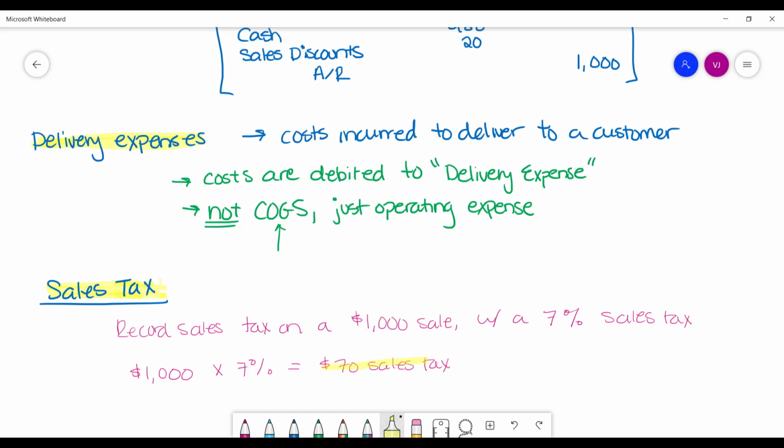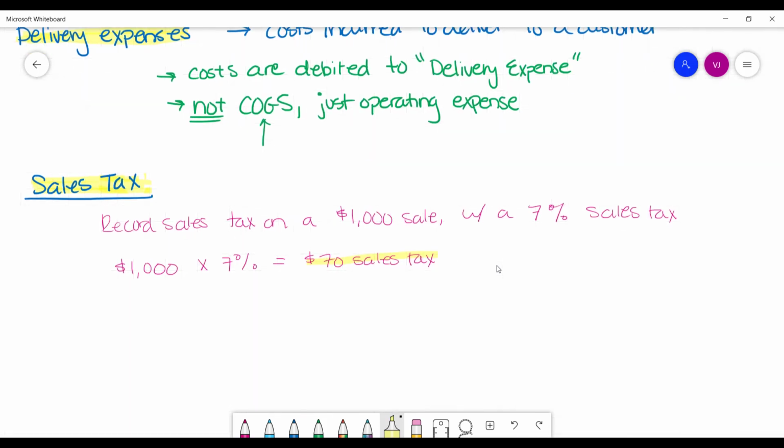Do you get to keep the $70? No. You're just going to take that from the customer and then pay that to the government on behalf of the customer. So what is the amount of cash that the customer will end up paying you on that day when you make that sale? They're not just going to pay you the $1,000 that they owe you, but they also are going to pay you $70 in sales tax. So the total amount of cash that you receive is $1,070.